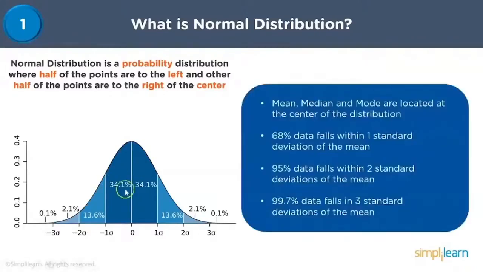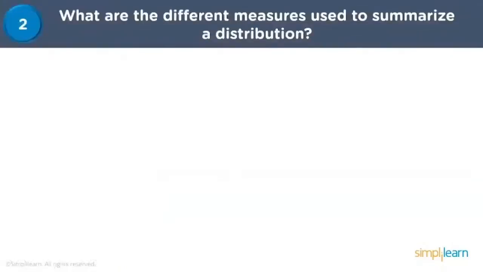Now, such a distribution contributes to 68% of the data falling within one standard deviation of the mean. Then we have 95% of the data falls within second standard deviation of the mean. So if you add up 13.6% and the 68% plus 13.6%, this will result to 95% of data falling within two standard deviations of the mean. And finally, we have close to 99.7% of the data falling within three standard deviations of the mean. So this is what a normal distribution is all about. Now moving on to the next question. So what are the different measures that are used to summarize a distribution?